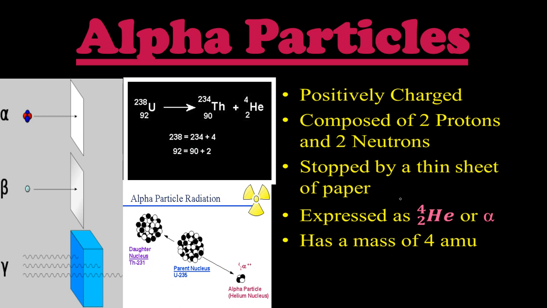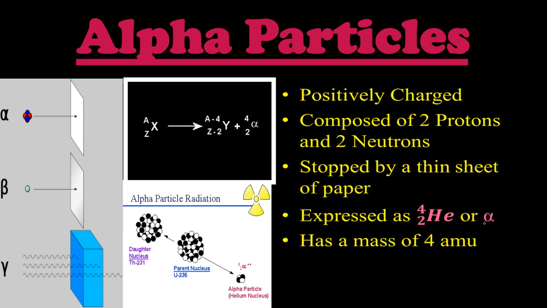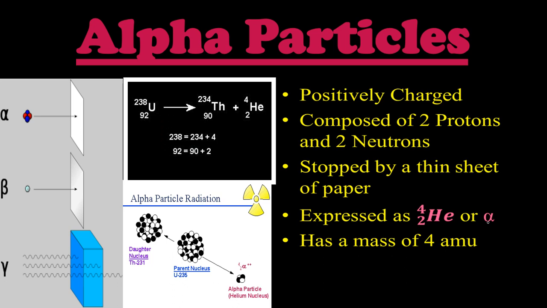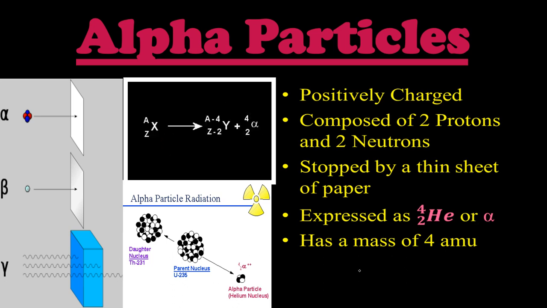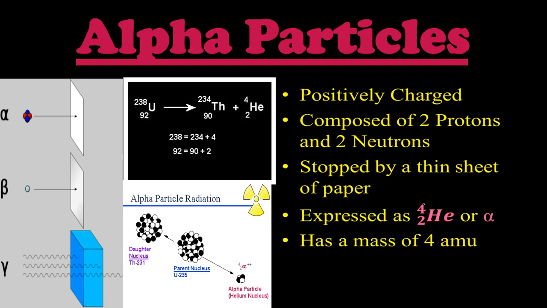We express it as 4,2He or the lowercase alpha symbol. But in this case, you're going to write the 4,2He. You're not going to write the alpha symbol, just so you know. And also it has a mass of 4 AMUs because of the mass number being 4. That's what the 4 appears for. Because remember, mass number is determined by the number of protons and number of neutrons added together.